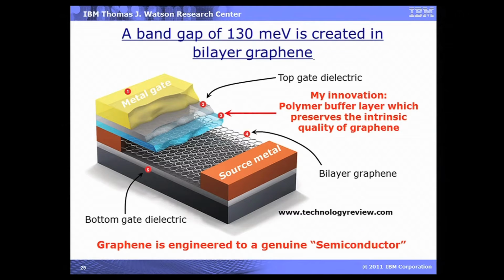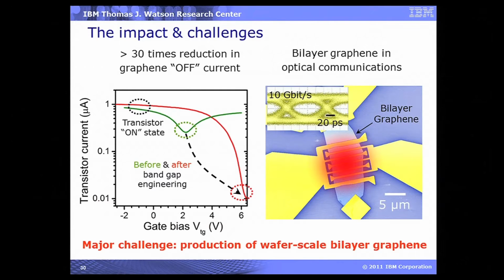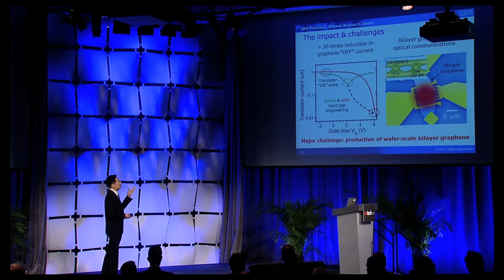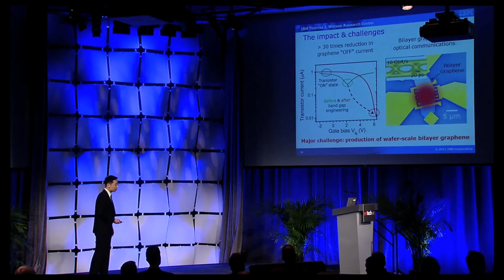By adding a polymer buffer layer between the metal gate and the graphene, we are able to preserve the intrinsic property of graphene, and while a bandgap is created, lots of nice properties are maintained. Using this approach, we are able to reduce the transistor off current by a factor of 30, which means we can reduce the power consumption at off state roughly by a factor of 1,000. At the same time, we also made bilayer graphene photodetectors, which allow us to detect a 10 gigabits per second photo bit stream. Here I show the eye diagram.